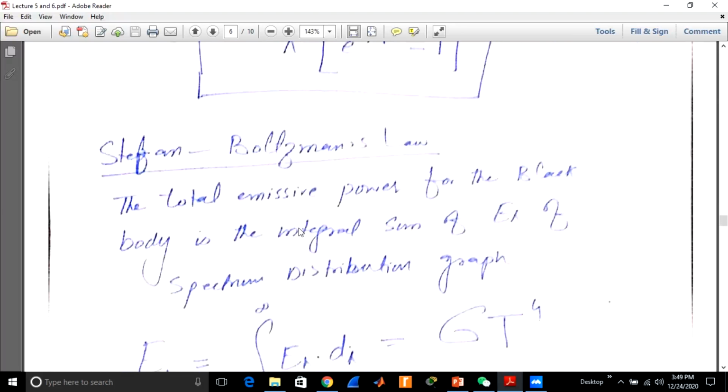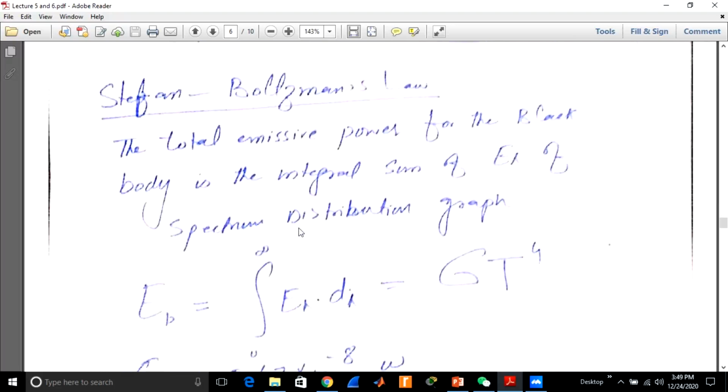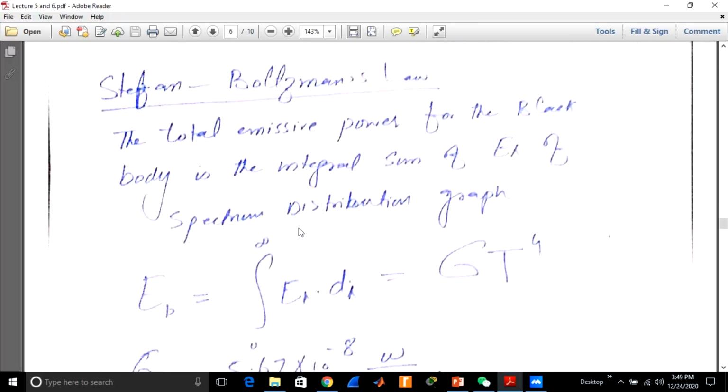Now, Stefan-Boltzmann's law is the third law in the case of radiation. It tells us the total emissive power. As you have found, lambda T will be constant, and you can calculate the emissive power at a specific wavelength. But as the Sun radiates energy over a range, how will you calculate the total emissive power radiated by the Sun or another body? We will add up, simple, by the addition method.